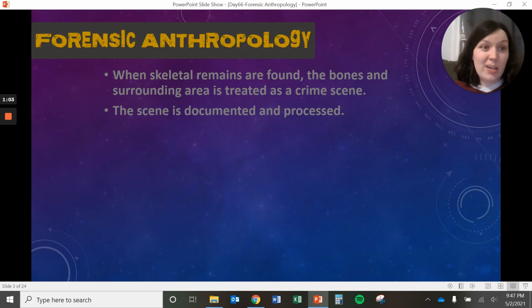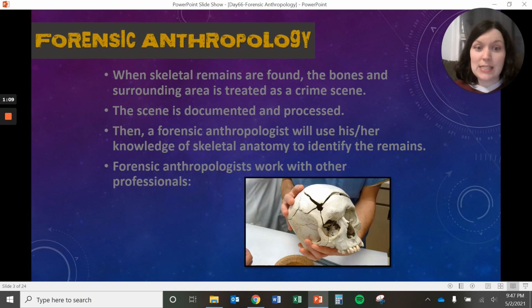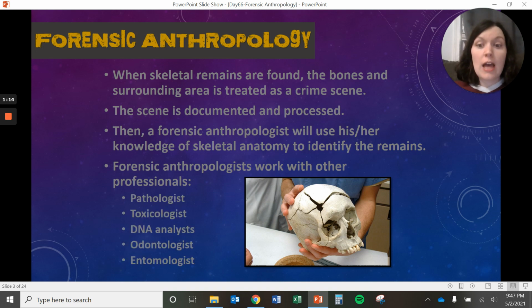Okay, so when skeletal remains are found, the bones and surrounding area are treated as a crime scene. That means it's going to be documented and processed. Then a forensic anthropologist will use their knowledge of skeletal anatomy to identify the remains. They can work with different professionals, including pathologists, toxicologists, DNA analysts, odontologists who look at the dental records, and entomologists.